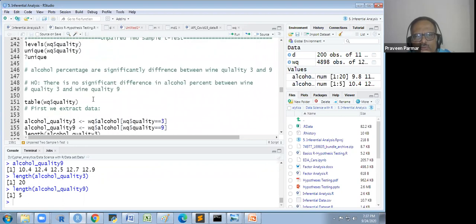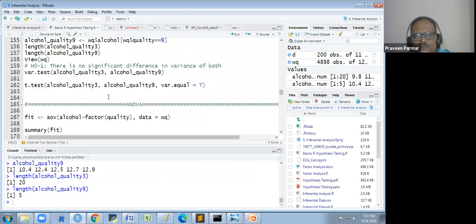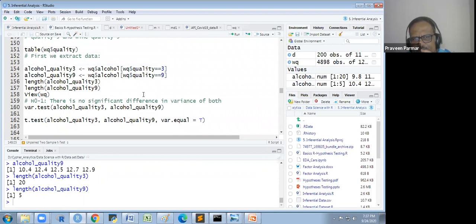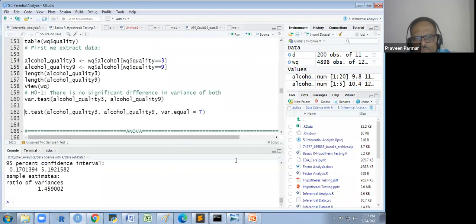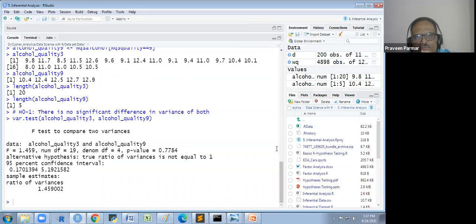First of all, we have to check whether their variance is equal or not. So we have to check the variance test first, for independent samples. Our alternate hypothesis is that the true ratio of the variance is not equal to 1. The null: the true ratio of variance is equal to 1. The variances are equal in both.